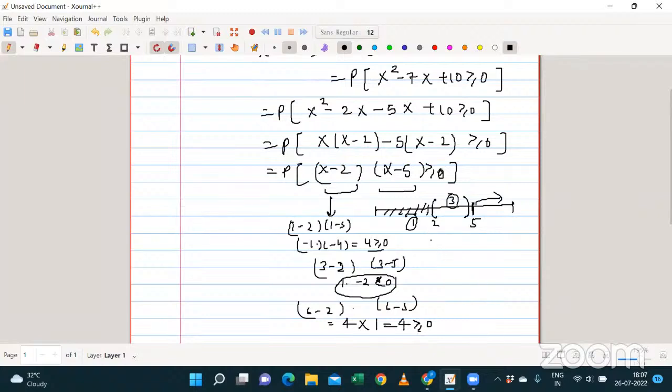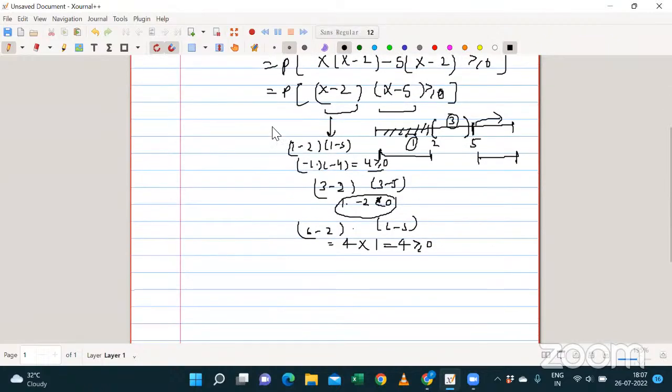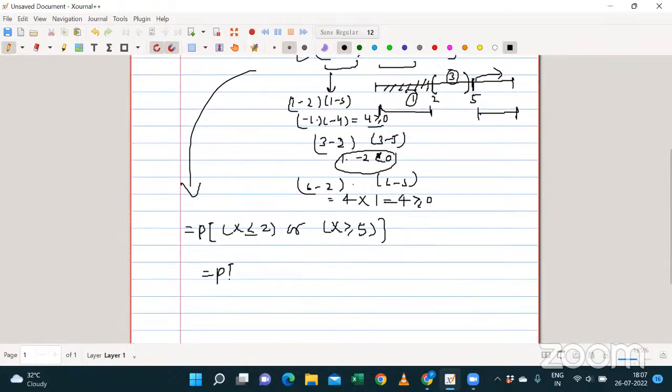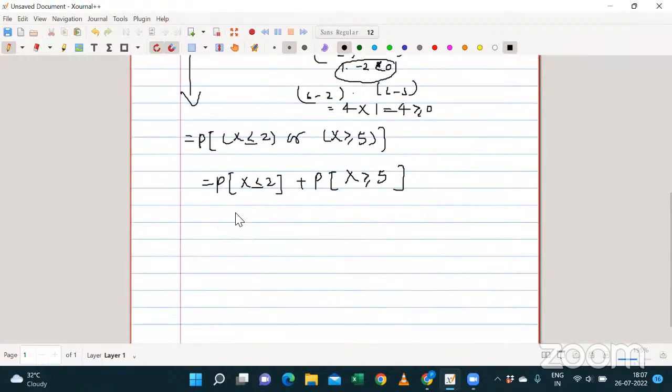If you see, for less than or equal to 2 and for greater or equal to 5, my equation is getting satisfied, right? So can I write probability x is lesser or equal to 2 or x is greater or equal to 5? Yes, sir. Now, can I write probability x is lesser or equal to 2 plus probability x greater or equal to 5? Now, these two are mutually exclusive, there is nothing common, right?